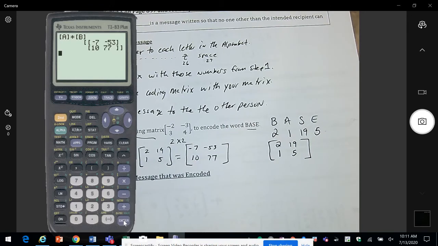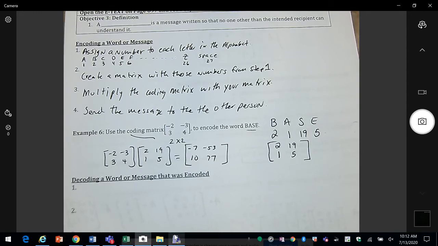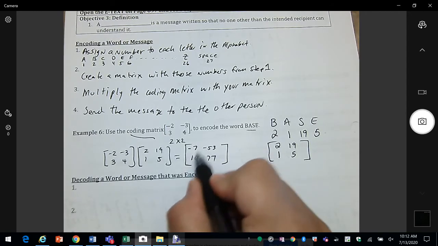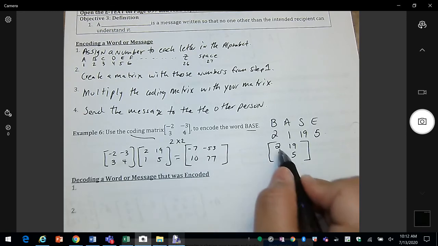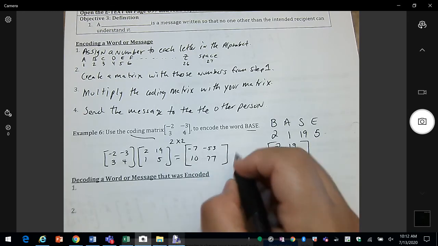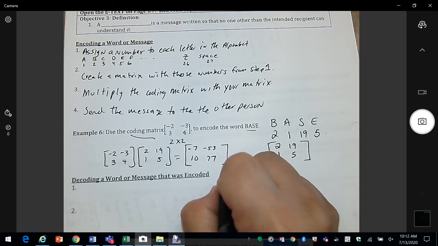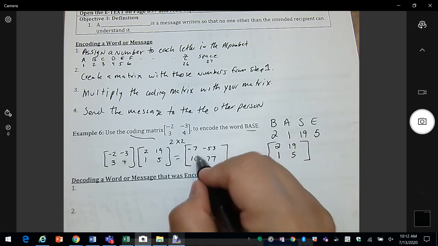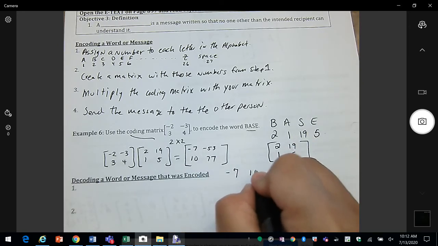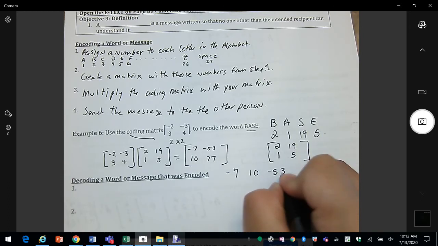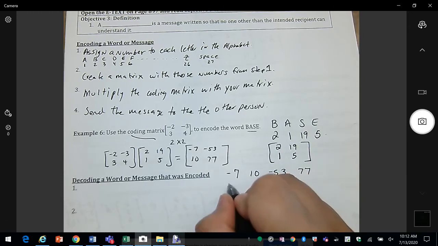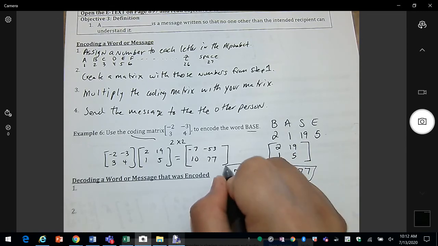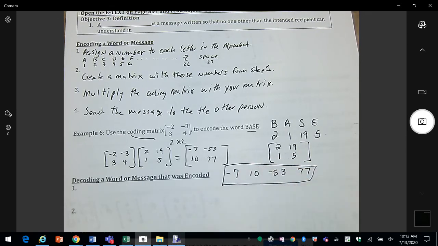So once you have your message there, then what you're going to send is these numbers here, and remember the same order that you entered them is the same order you want to take it out. So you have -7. The second number is the one below it, so we have 10, -53, and 77. So this message is what you would send to the other person.